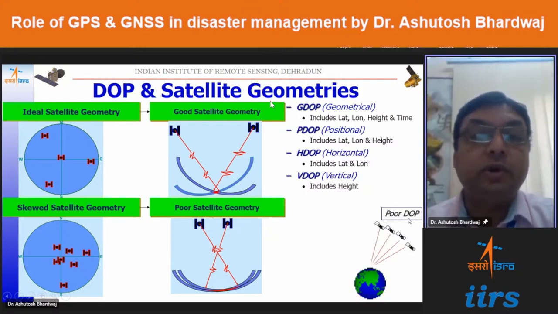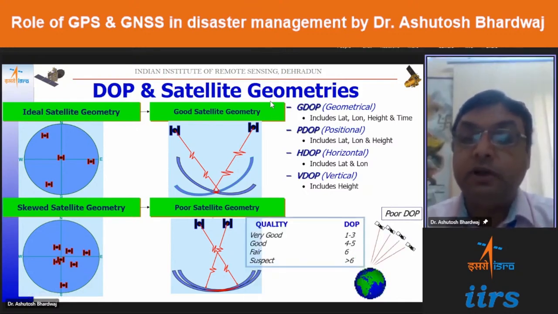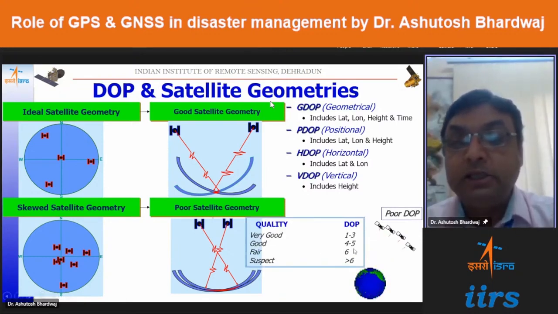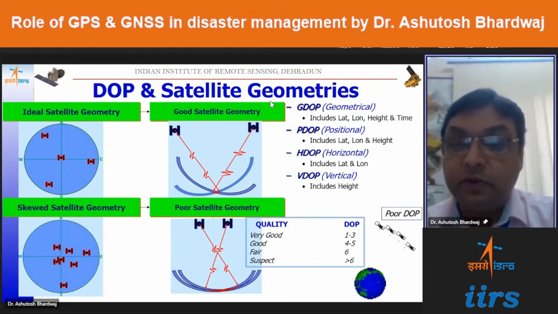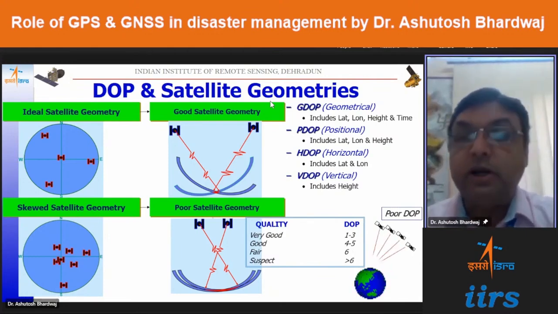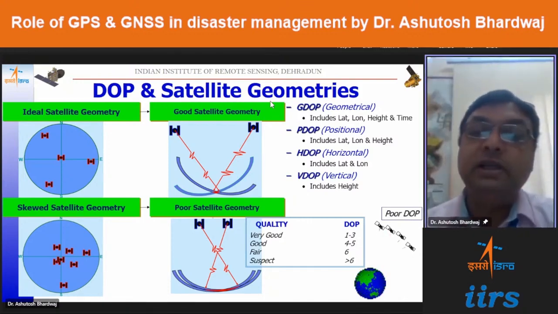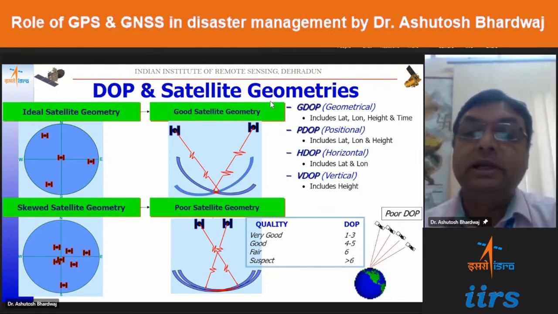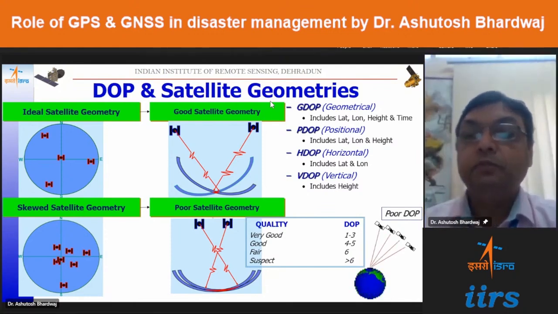DOP is a parameter which refers to the quality of the signal. DOP is very good if the value is between 1 to 3. It is considered good if it is between 4 to 5, and fairly good up to 6. Beyond 6, we try to avoid doing the survey at that point of time. Or if we do the survey, then we can exclude that data later while processing in the processing software.